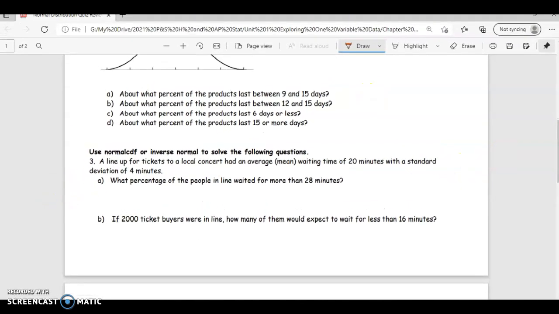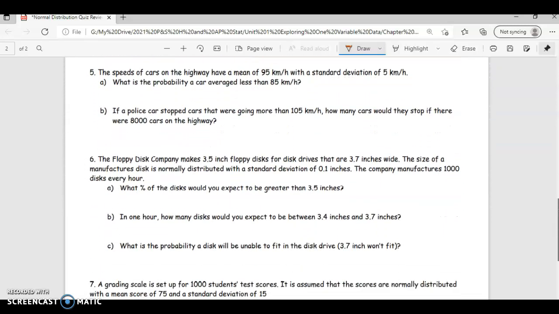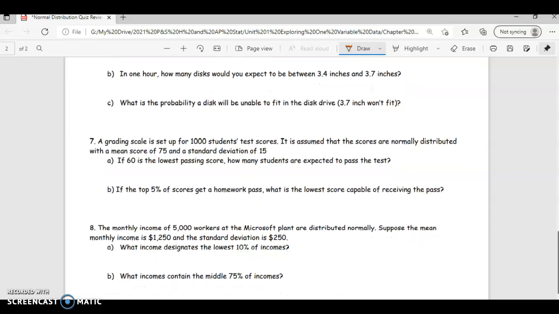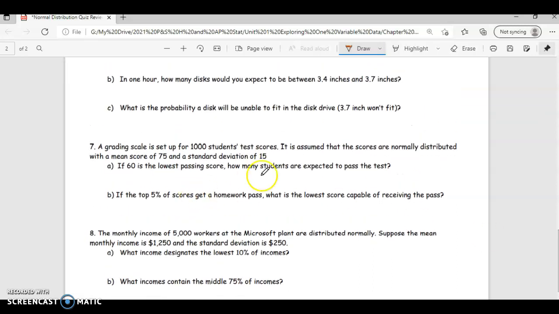I'm just going to pick one question that has both of those in it. Let me go down here to number 7. So number 7 is going to have both functions of the calculator. So here, a grading scale is set up for 1,000 students' test scores. It is assumed the scores are normal. So as soon as you see that word normal, I go ahead and I sketch a normal curve. And they tell me the mean is 75. So I go ahead and I label that in the middle. And I also usually make a note of the standard deviation. They tell me here it is 15.